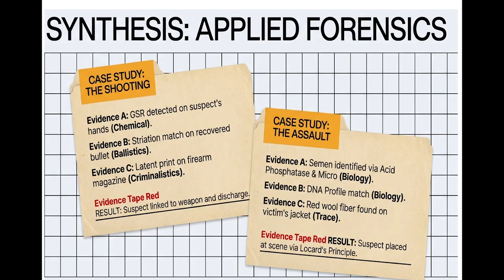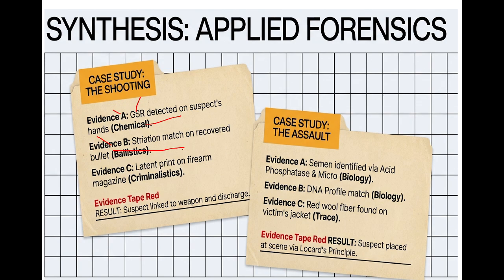Okay, applied forensics. Yeah, basically that was the two cases together. So the case of the shooting, evidence A, we're looking for gunshot residue detected on suspect's hands, chemical. And other evidence is from the gun, from ballistics evidence. Striations from the barrel of the gun.